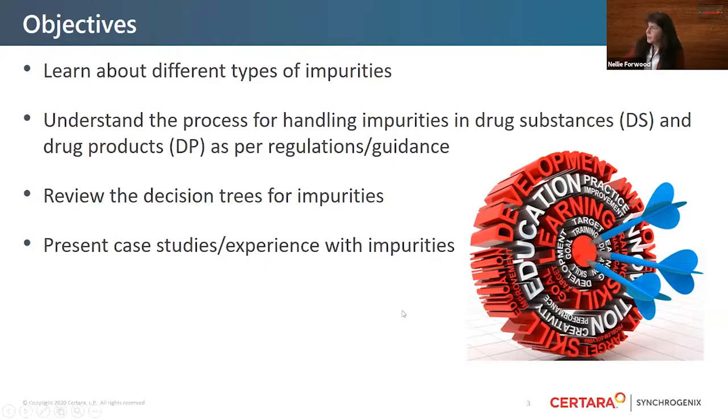The objectives of this webinar today are to learn about the different types of impurities that are in pharmaceutical products. We're going to understand the process for handling these impurities in drug substances and in drug products, according to the regulations and guidance documents. We're going to review the decision trees for the impurities, and we're going to present some case studies based on our experience with some impurities.